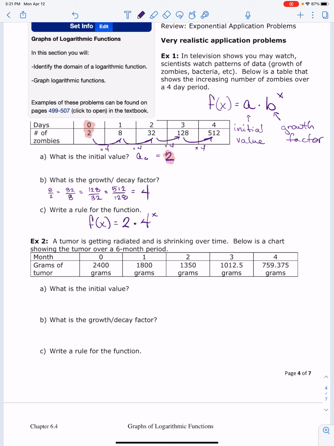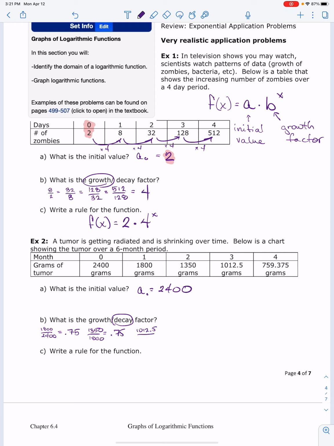So we have an initial value, A naught, at time t equals 0 at 2,400 grams. It's not really obvious what the growth or decay factor is. Let's see, we'll put growth up here because things are getting bigger. This should be decay because our numbers are getting smaller. So I'm going to go 1,800 divided by 2,400. I get 0.75. 1,350 divided by 1,800, I get 0.75.